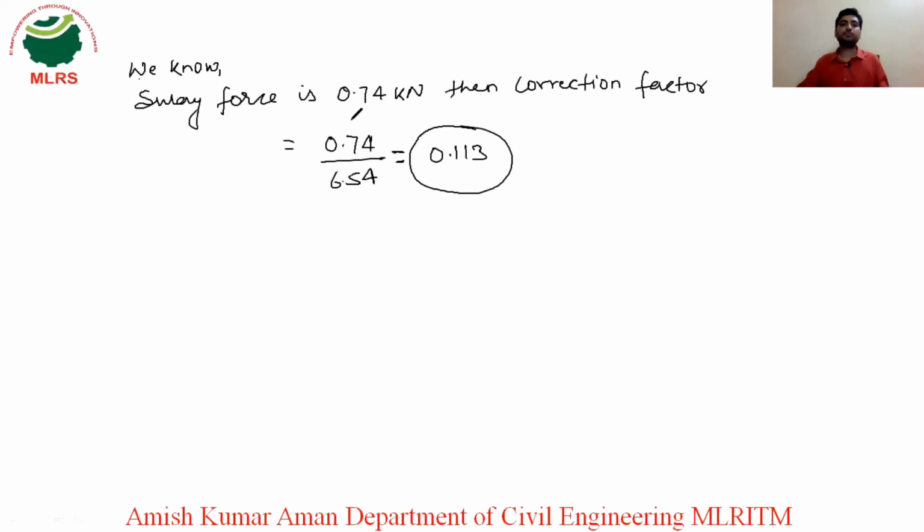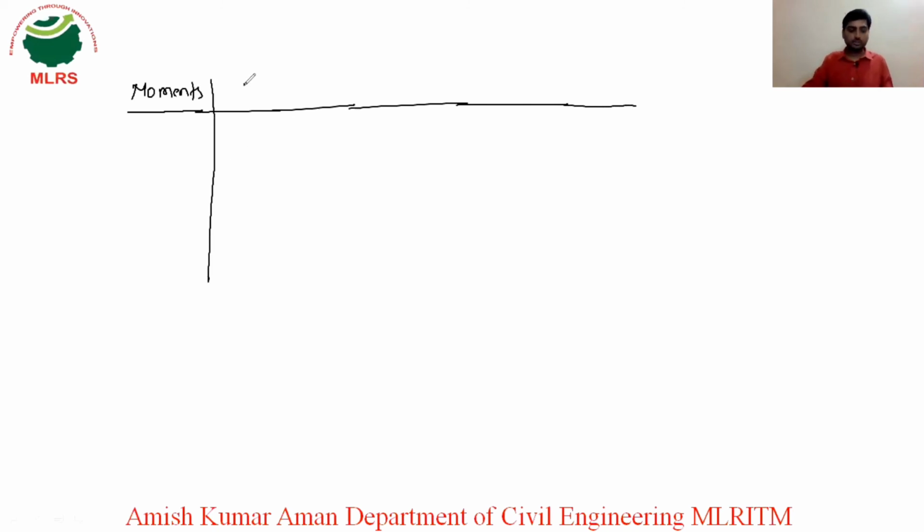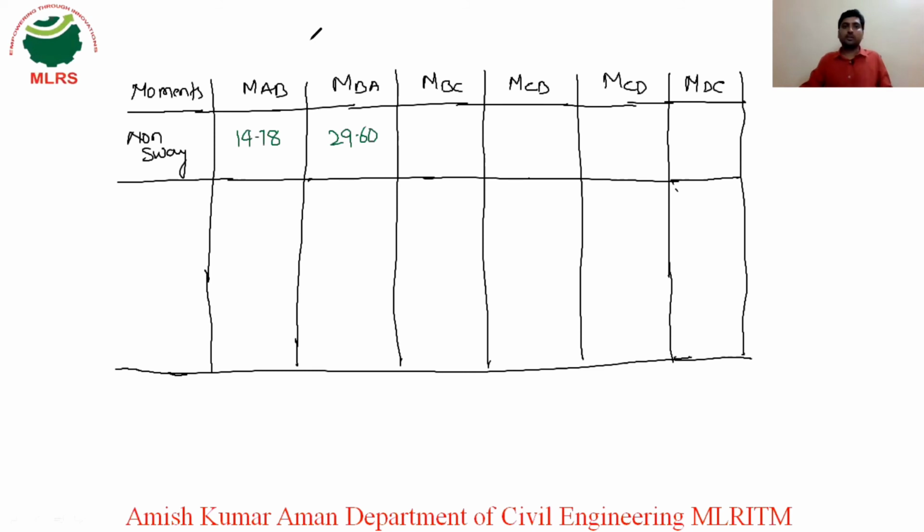Now we need to correct, so here we are making a table for this correction. MBA value is 29.60, MBC is minus 29.60, MCD is 23.68, MDC is minus 23.68, and MDC is minus 11.83.